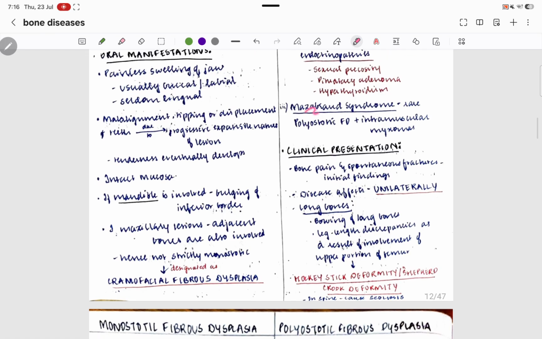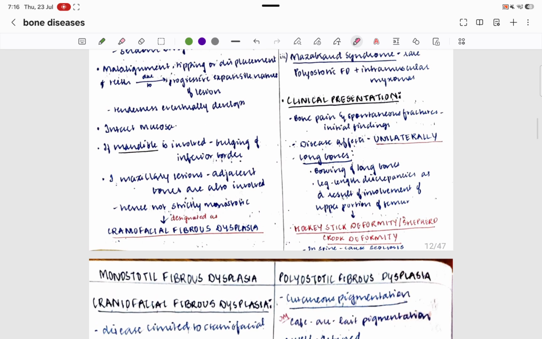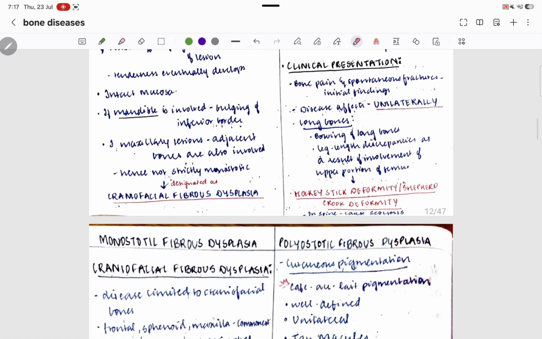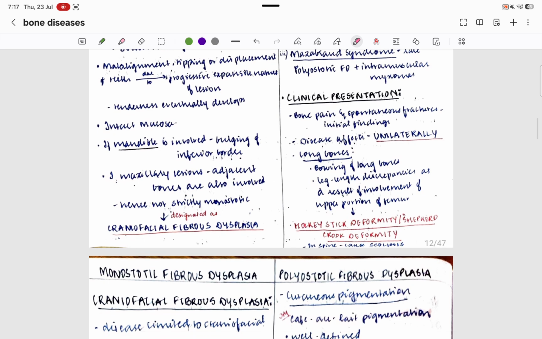Then there is something called Mazabraud syndrome, rare polyostotic fibrous dysplasia plus intramuscular myxoma. So here something called intramuscular myxoma is occurring. As for the clinical presentation, bone pain and spontaneous fractures are the initial findings. Then the disease affects unilaterally. Bone pain and spontaneous fractures are initially occurring in this type of dysplasia.